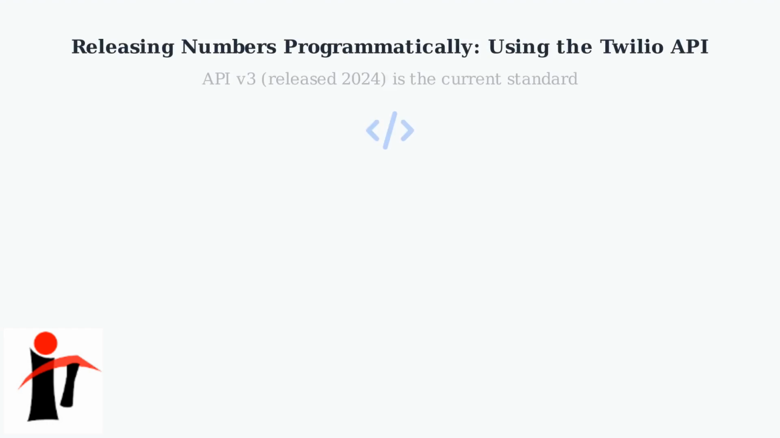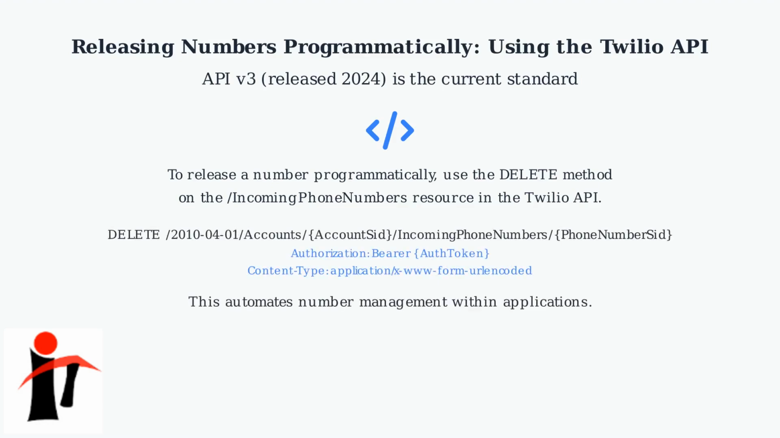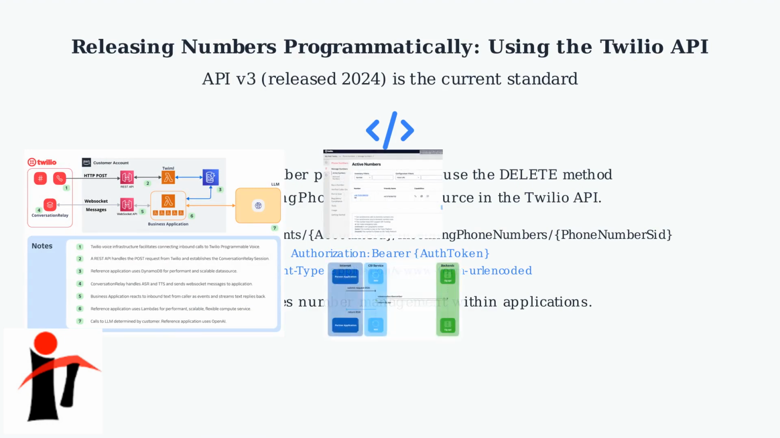Releasing numbers programmatically uses the Twilio API. Send a delete request to the /incoming phone numbers resource to remove a number automatically. API v3, released in 2024, is the current standard for this automation. This approach integrates with Twilio's infrastructure, allowing seamless management of active numbers and data flows in your applications.